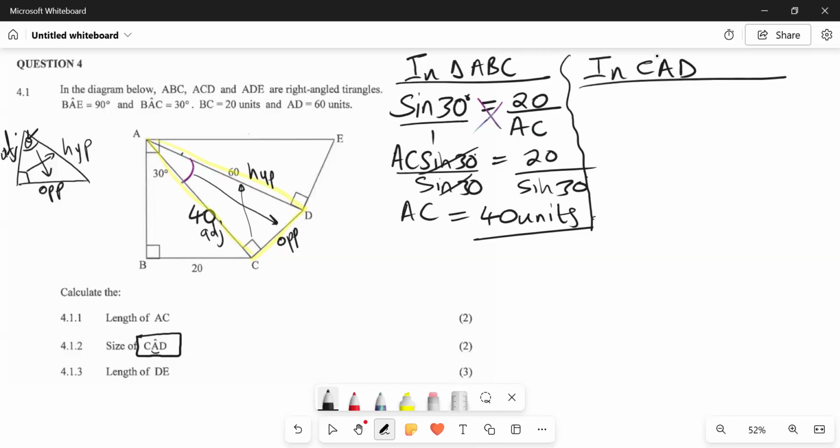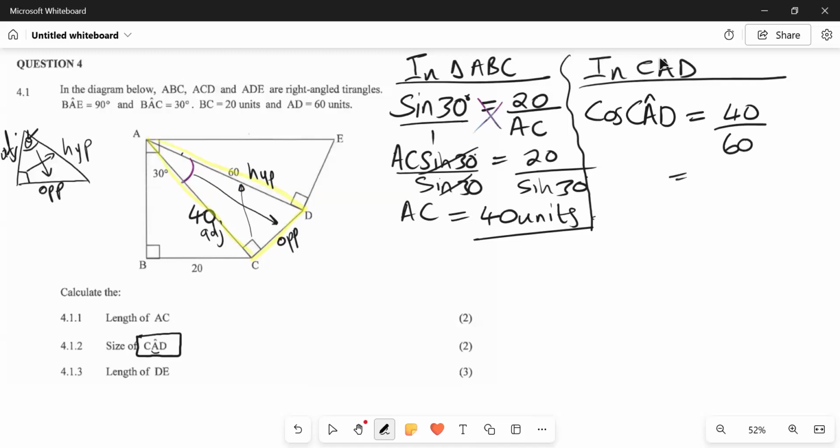And then from here, we can say, okay, we are given the adjacent and the hypotenuse, and we're looking for the angle. So which trig ratio will accommodate hypotenuse and the adjacent? That's a cos, so it's cos what? Cos A, but let's label it as cos CAD. Cos CAD is equal to our adjacent, that's 40, over our hypotenuse, that's 60, right?